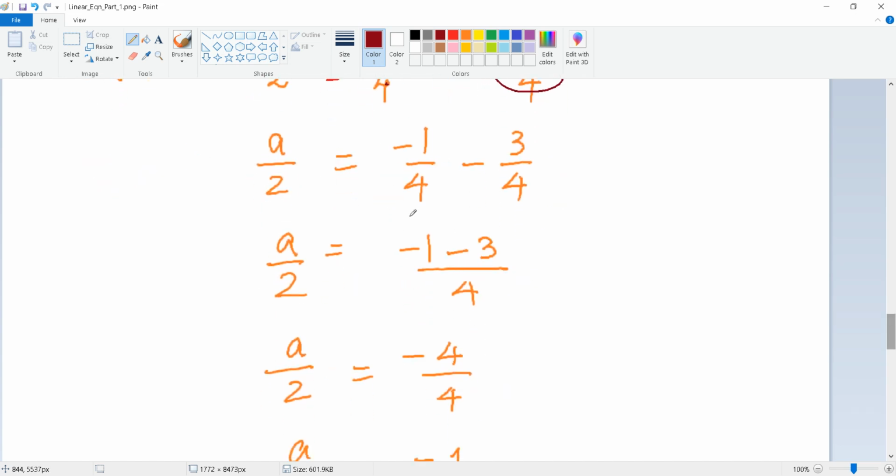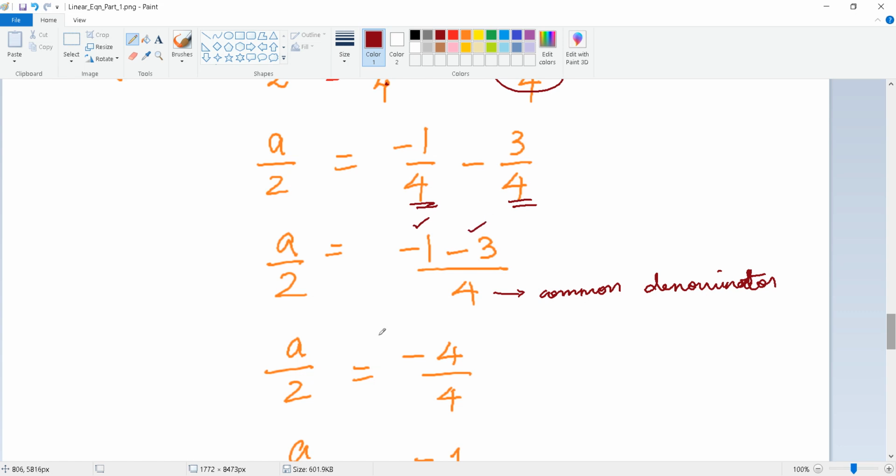The 4 and 4 are the same in the denominators. When you have the same denominators, you can simply write it as a common denominator. So 4 turns out to be the common denominator. You don't have to write it twice.